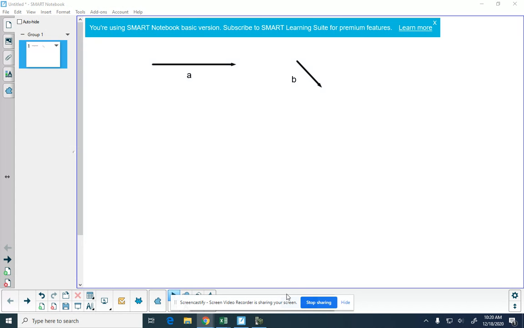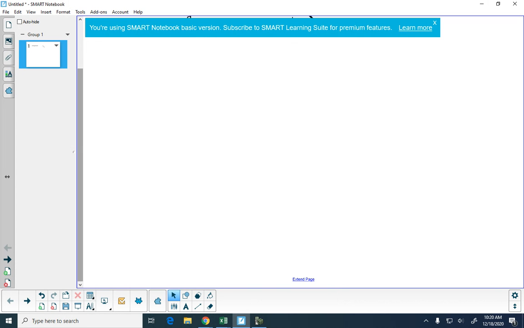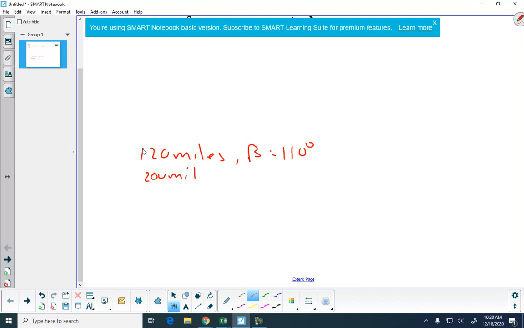Can you do number 5? Number 5. The plane travels on a bearing of 110 degrees. So we have a bearing, we have 120 miles on a bearing of 110 degrees, and then it turns and travels 200 miles on a bearing of 240 degrees.